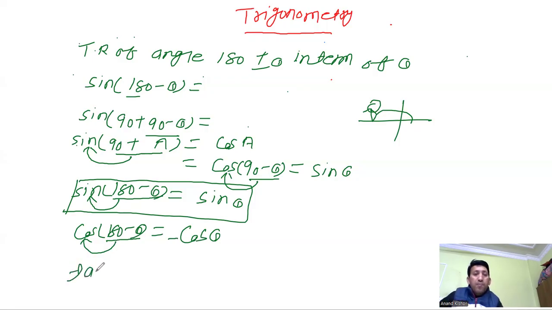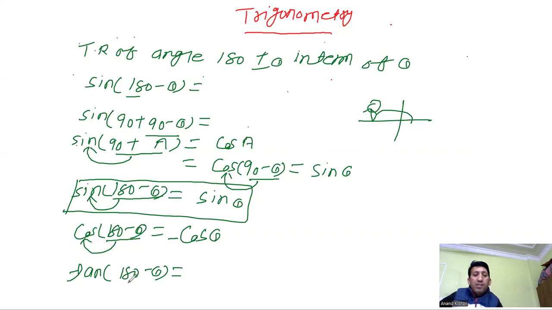Now tan 180 minus theta. This is not 90. We highlight one more time: this is 180, not 90, not 270, so sine remains sine. This is 180, not 90, not 270, so cos remains cos. Only we have to see which quadrant it lies in. 180 minus theta, second quadrant, cos negative. So cos negative. In the second quadrant sine is positive. So sine positive. Okay. So the next one is tan 180.